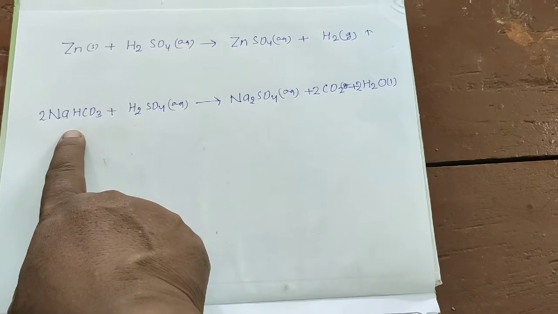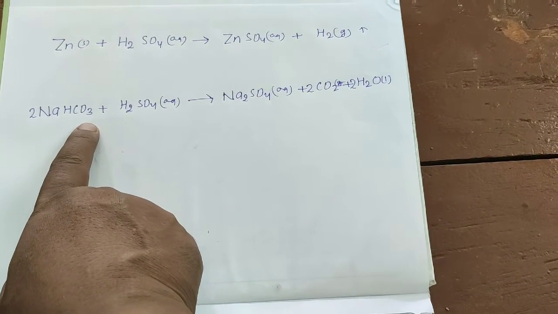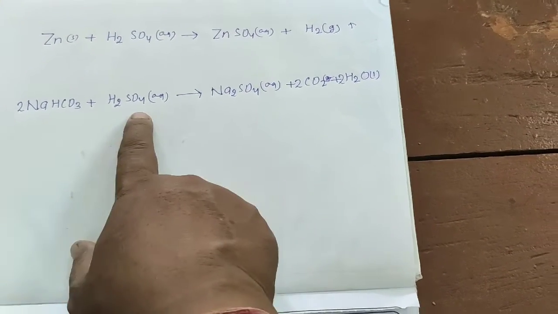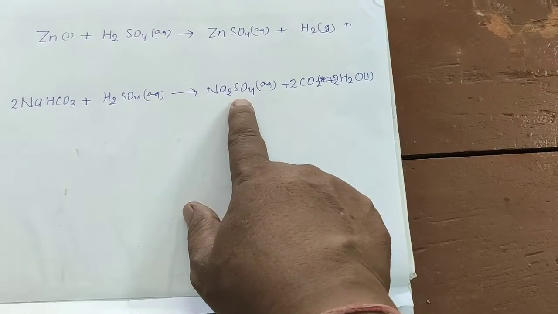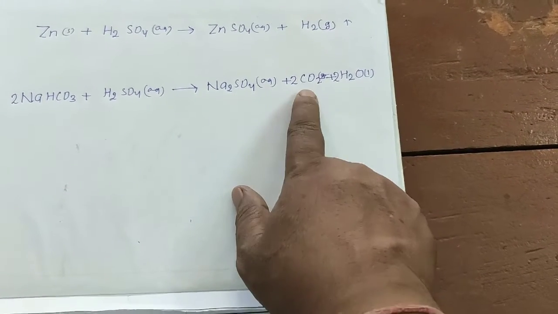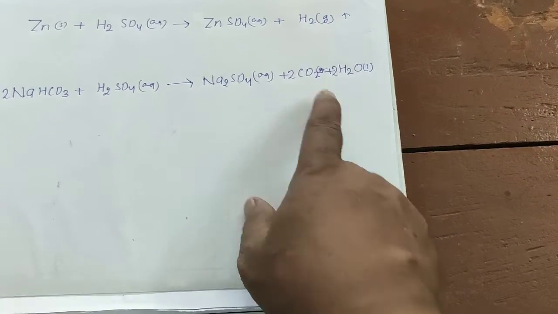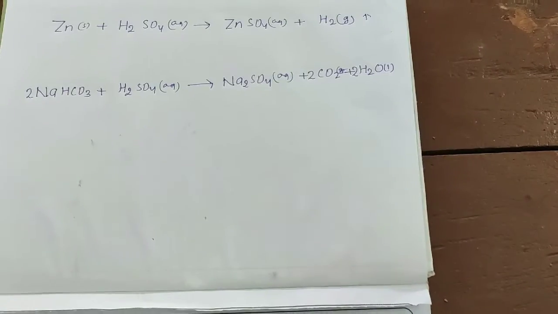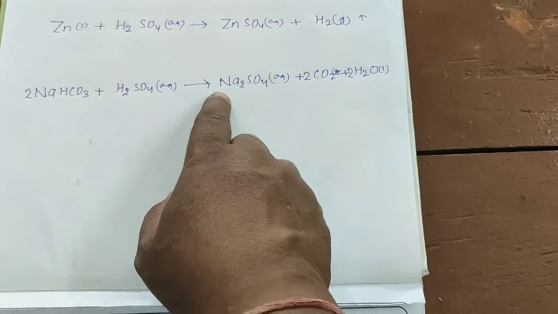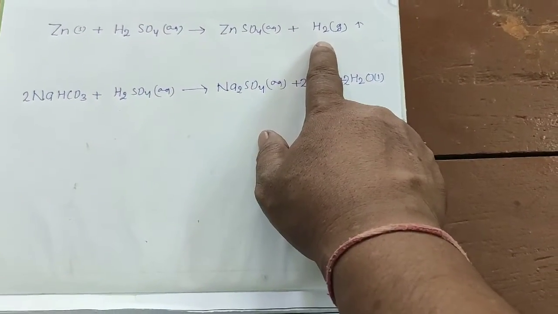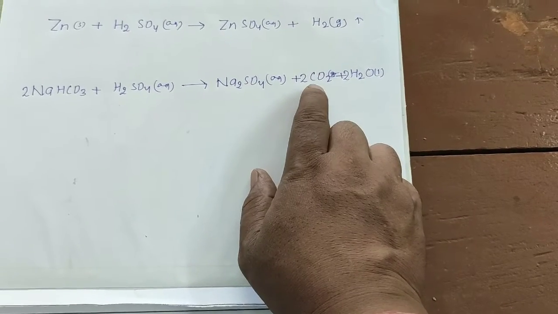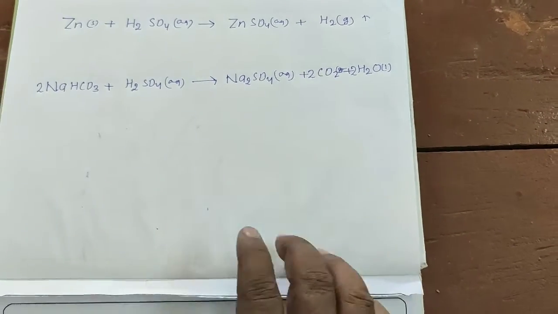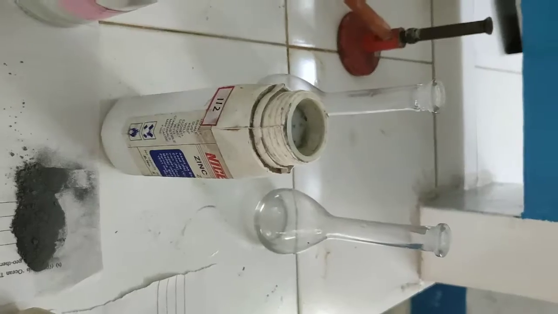Now, sodium hydrogen carbonate also reacts with H2SO4 to form sodium sulfate, carbon dioxide and H2O. Carbon dioxide is evolved in the second reaction. So we will see these two reactions, in which first hydrogen gas is evolved and in the second carbon dioxide is evolved. Let us see the activity.